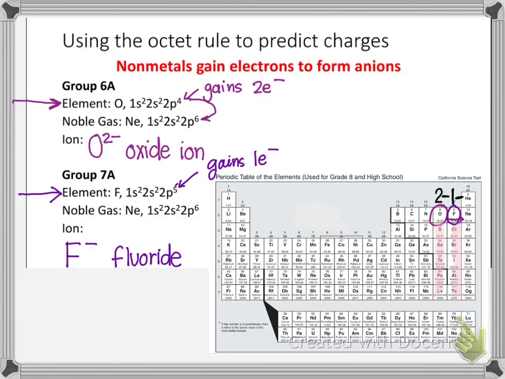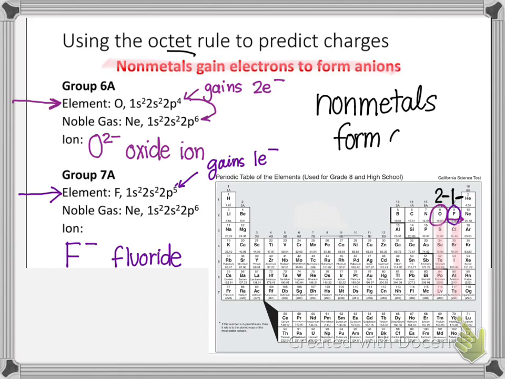So let's make a big scheme. So I went over 2 using valence electrons. Oh, wait. Back up. I'm sorry. I want to highlight this, that nonmetals gain electrons to form anions. So like metals form cations, nonmetals form anions.